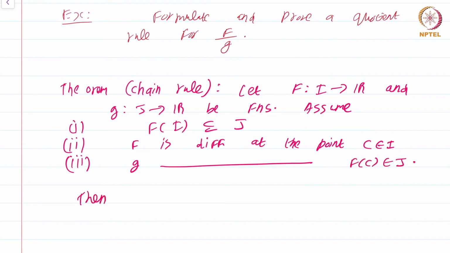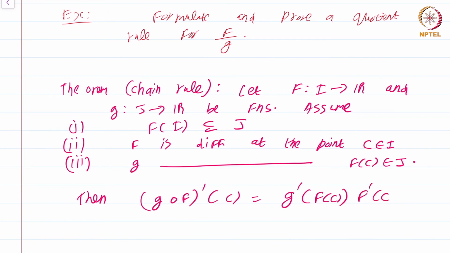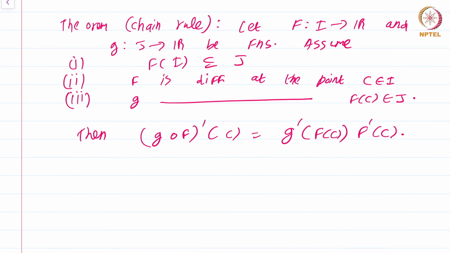Then g composed with f, the derivative at the point c is nothing but the derivative at the point f of c times f prime of c. Let's prove this. Proof. We will again use the linearization version of the definition of derivative.